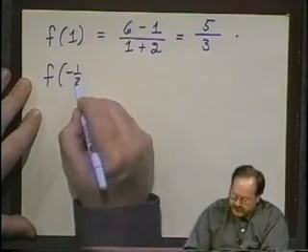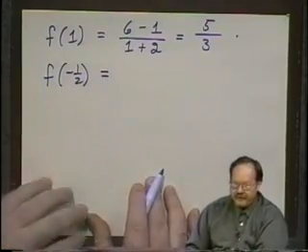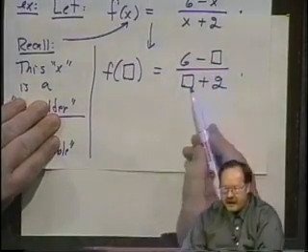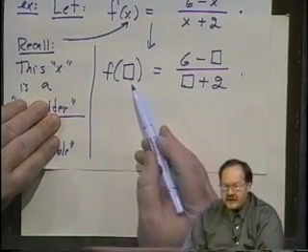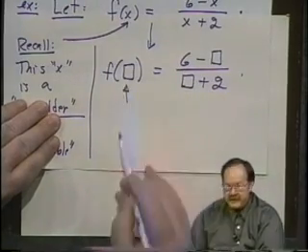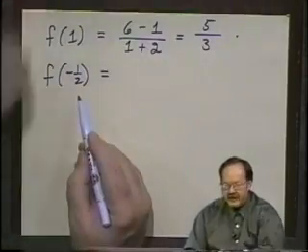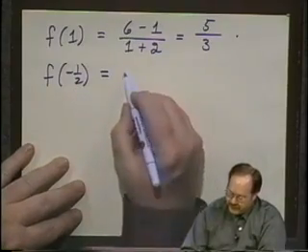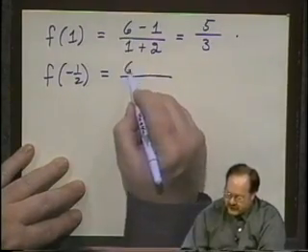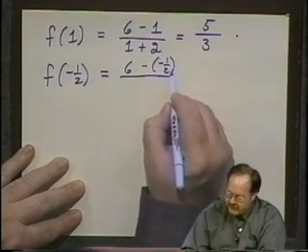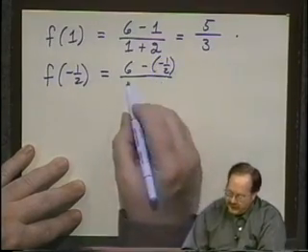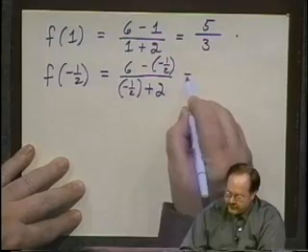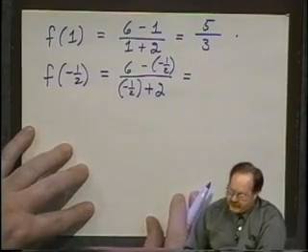Let's compute another one. F of minus 1/2. Again, here's the function. F of box is 6 minus box over box plus 2. The box is now filled. This box right here is now filled by minus 1/2. Now, when you deal with negatives, be sure and use parentheses to be careful. So 6 minus (minus 1/2), notice I'm using parentheses to be careful, and on the bottom, (minus 1/2), again parentheses, plus 2. And of course, you can simplify that in whichever way makes you happy.